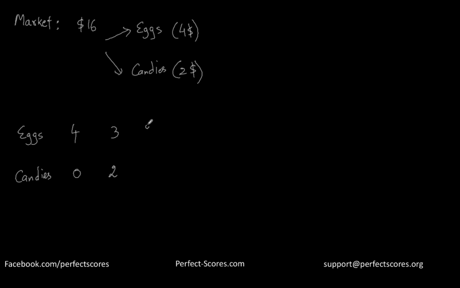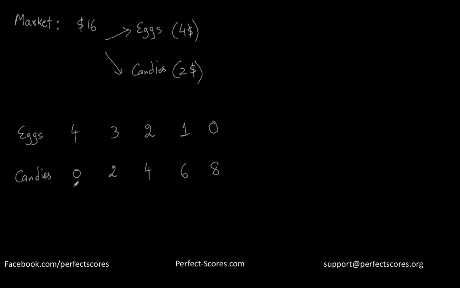Let's say you buy 2 eggs. You'll be spending $8 on it and you'll be left with $8. That means in those $8, you'll be able to buy 4 candies. And let's say you buy 1 egg, you'll be spending $4 on it. You'll be left with $12, and you'll be able to buy 6 candies with it. And let's say you buy no egg, you only buy candies worth $16. You'll be able to buy 8 candies.